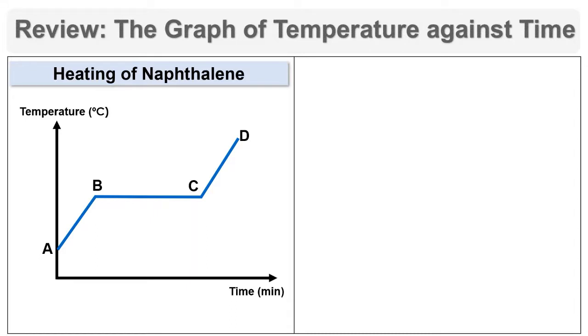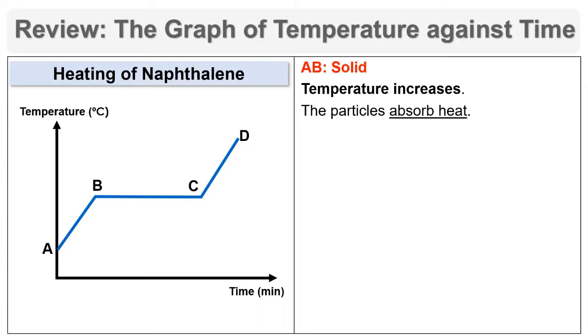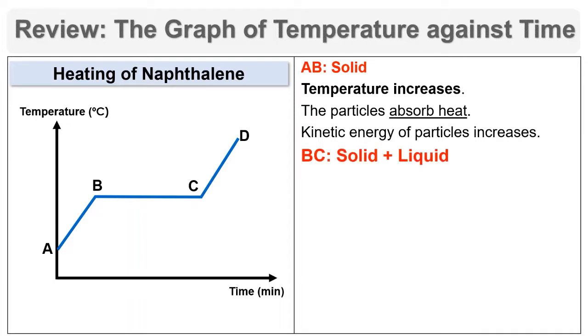This is a graph of temperature against time for heating naphthalene from solid to liquid. From A to B, temperature increases. Naphthalene exists in a solid state. When heated, the particles absorb heat energy. Kinetic energy of particles increases. Particles vibrate faster.